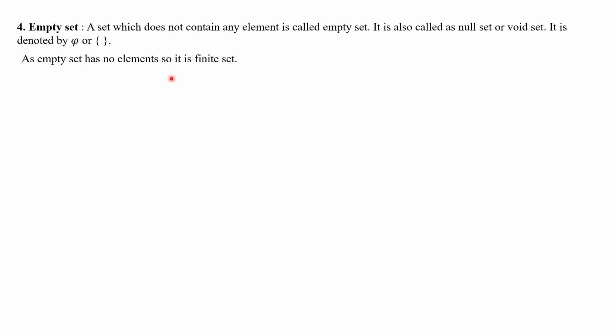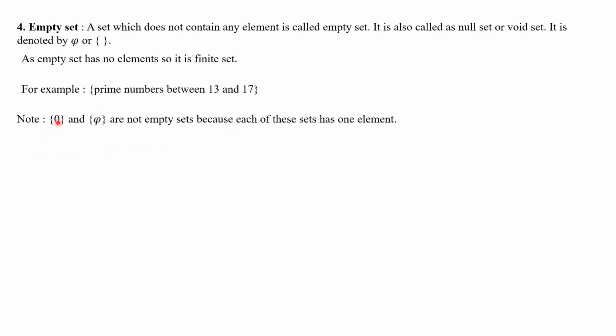An empty set has no elements, so it is a finite set. For example, prime numbers between 13 and 17. Now see, between 13 and 17 you have 14, 15, 16. But 14, 15, 16 are not prime numbers, so you will not have any member. So we say this is an empty set as it doesn't have any member.